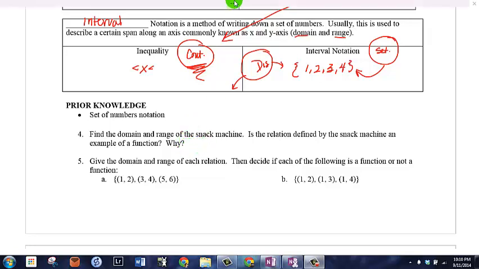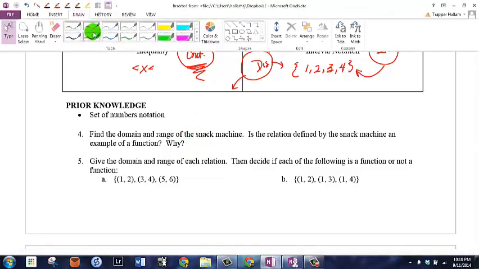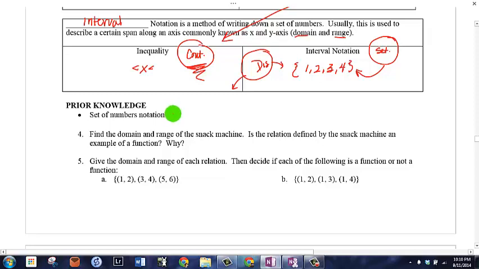Okay, so we're going to clarify what set notation is here. I think I set it up there, but here's just to recall what it actually is. Set notation is a way to describe a set of numbers. In our case, it's going to be for domain and range. So there's my signification. Here's the actual set notation.